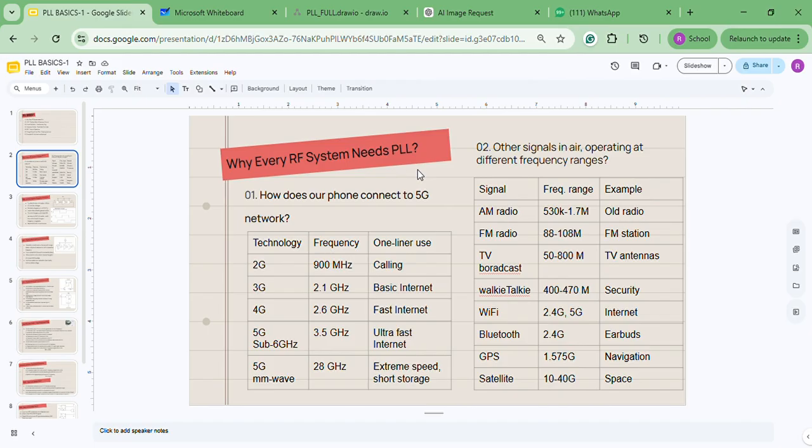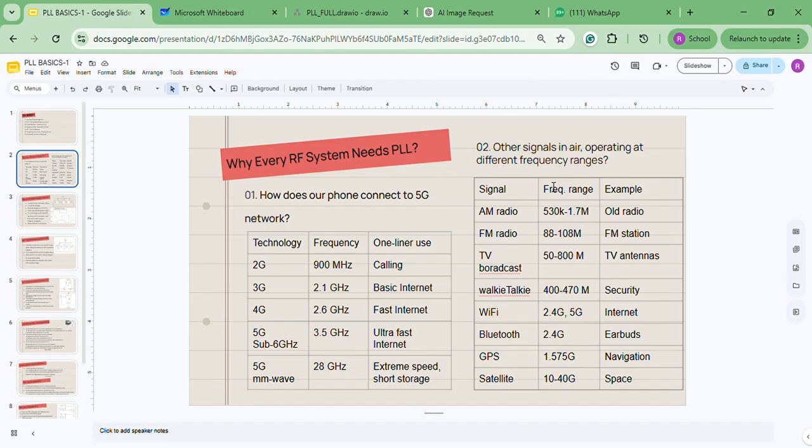A basic RF example can be our mobile phone, which we use daily. Our mobile phones use various ranges of frequencies depending on the generation or technology. Suppose 2G uses 900 megahertz, whereas 4G uses 2.6 gigahertz for fast internet. And nowadays 5G millimeter wave, which gives extreme speeds, is used by defense personnel.